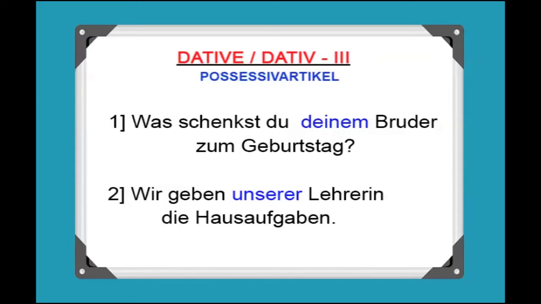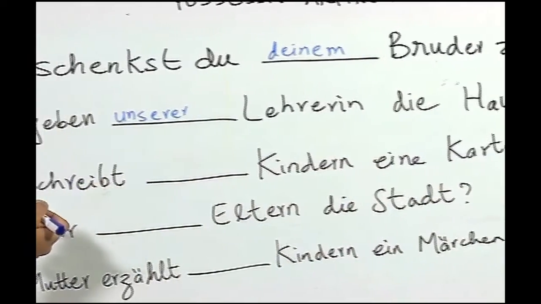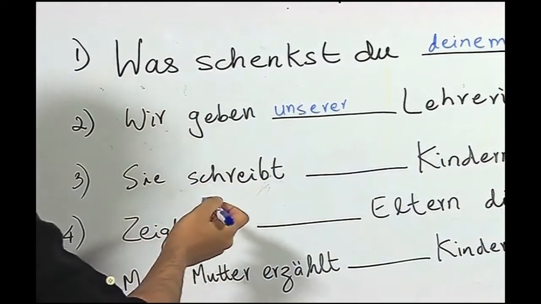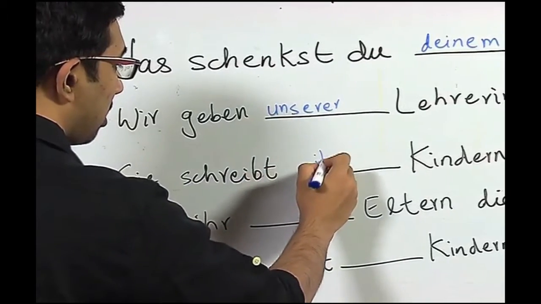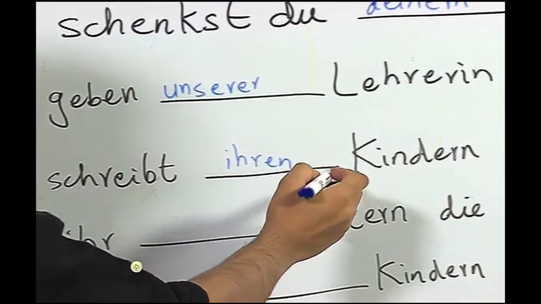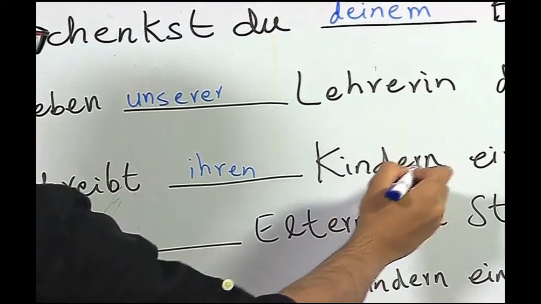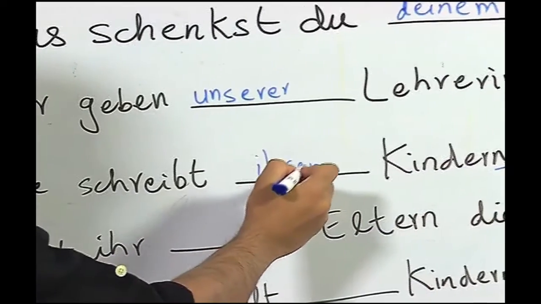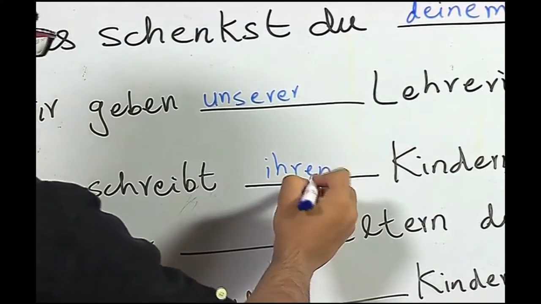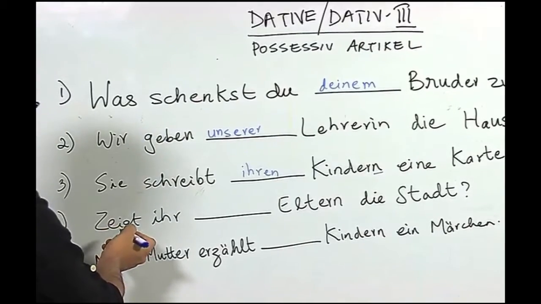Here in sentence number 3, sie schreibt Kindern eine Karte. Now, here again we write the possessive article in dative based on the pronoun, which is ihren. Now, we wrote ihren because here we have the dative object in plural, which is marked by n, Kindern, children, and here we know in possessive article the plural ending is en or n, as you can see. So, we write ihren.